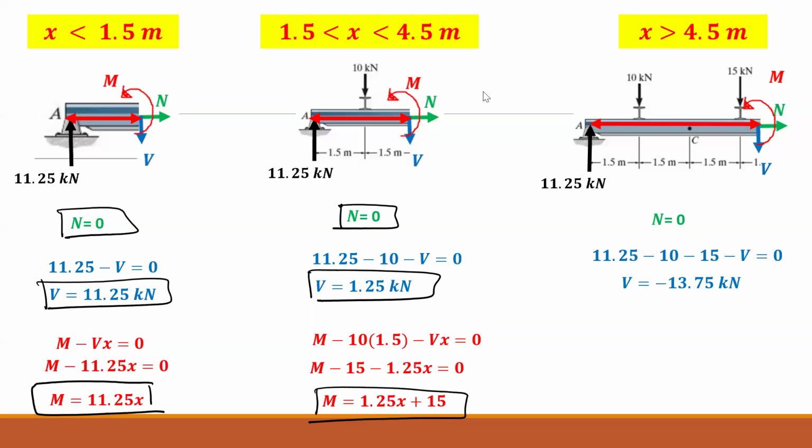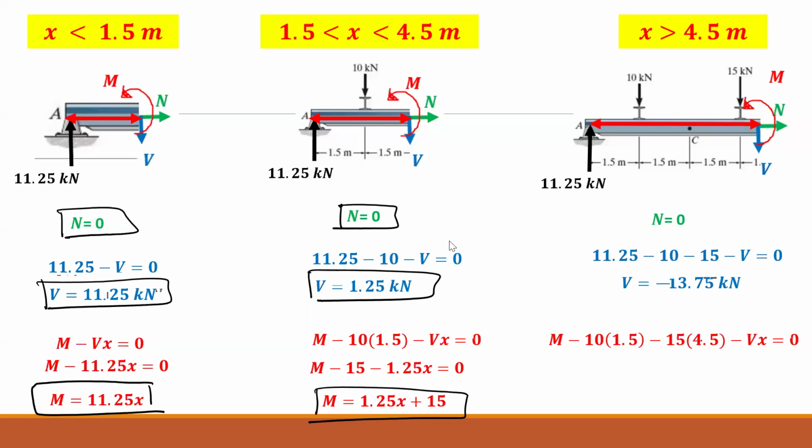So if you take moment about A, you have M, negative 10 times 1.5, negative 15 times 4.5, minus Vx equals 0. Did you write the equation similar to this one? Or if you have any errors, let me know so that we can make sure where we went wrong. No, I've got that. Yeah, I got that as well.